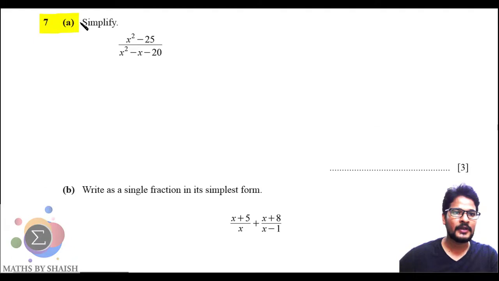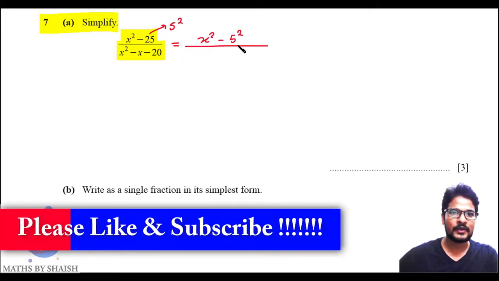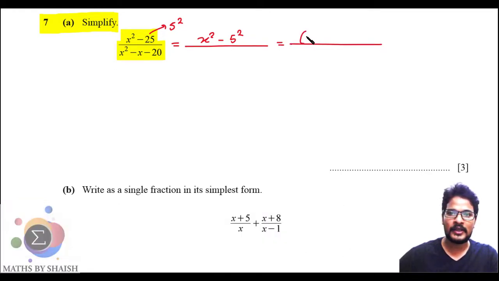The seventh A part: simplify x square minus 25 over x square minus x minus 20. Here we have the numerator as x square minus 25, and 25 is a square number, that is 5 square. So if we rewrite this as x square minus 5 square, we'll come to know it is the a square minus b square identity, which gives us a minus b. I'll write in a single line, a plus b, that is x plus 5, another bracket x minus 5. This is the identity when we have the difference of the squares of two numbers.